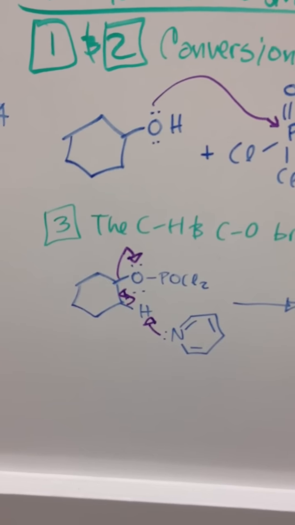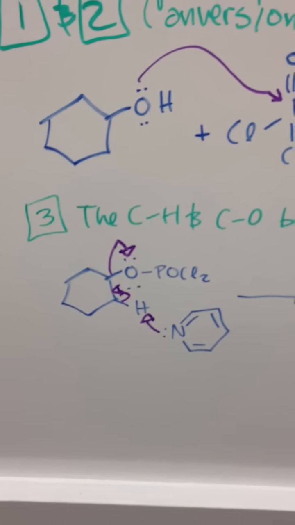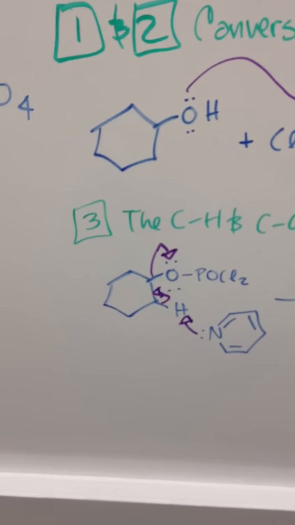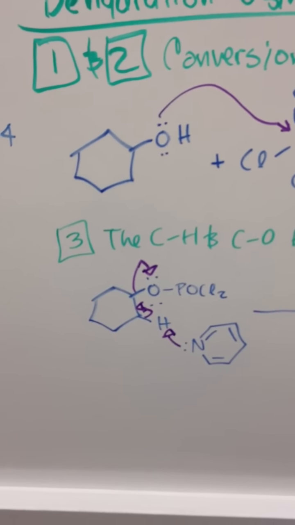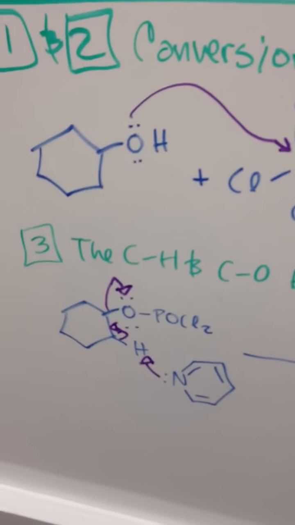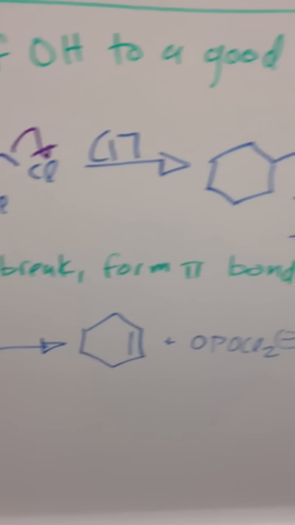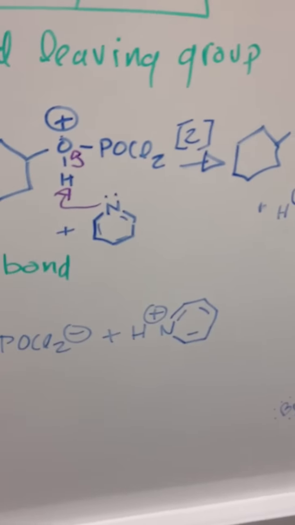So the pyridine is going to come back in, a different molecule of it, and steal the hydrogen from the carbon below the ether. This is then going to donate its electrons to form a double bond between the alpha and beta carbons, and in doing so you're going to release the oxygen POCl2 complex, giving you a product of a cyclic alkene, POCl2O minus, and a positive pyridine.